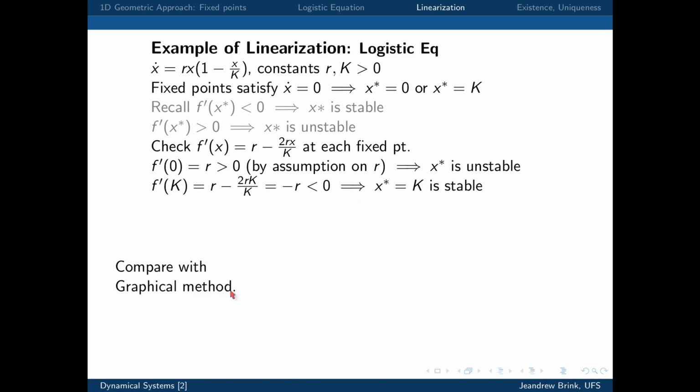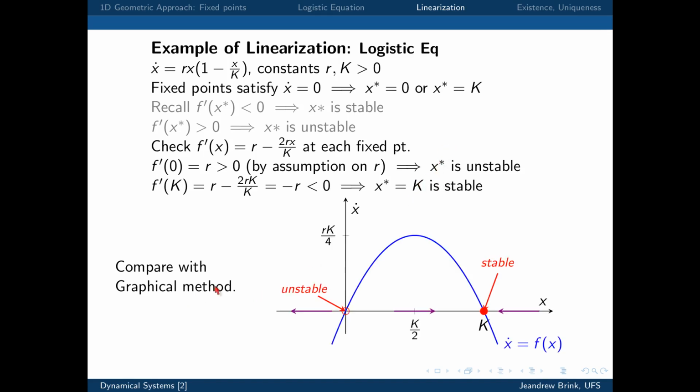Okay, and if we now compare this result that we can get purely analytically with the graphical method, it's exactly what we saw from the graphical method, right? Here, where the slope is positive, the solutions tend to run away, so the fixed point is unstable. Where the slope is negative, the solutions tend to run towards it, so it's a stable fixed point. So we now have two methods to determine whether a fixed point is stable or not. The one is the graphical method, and the second is the one that we do by means of linearization.